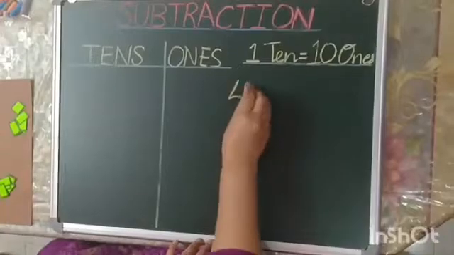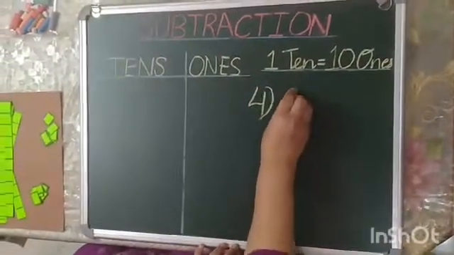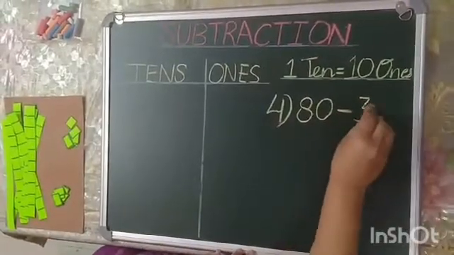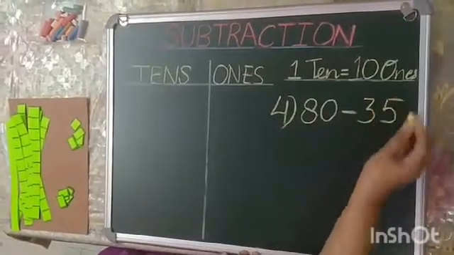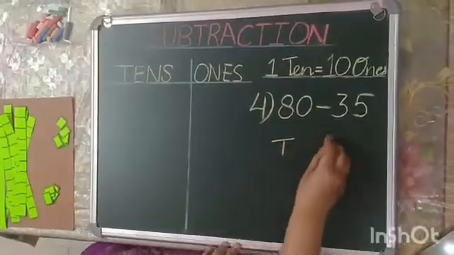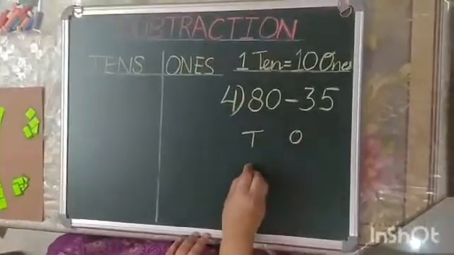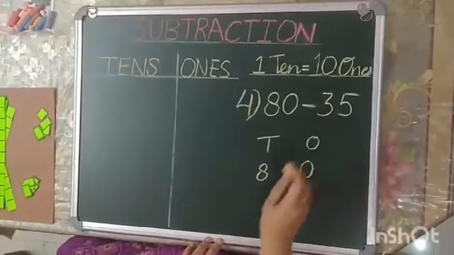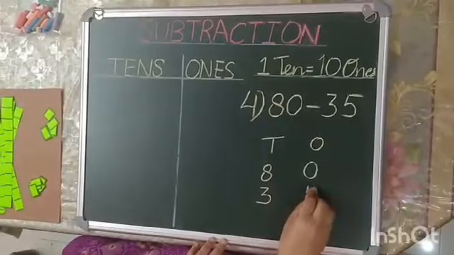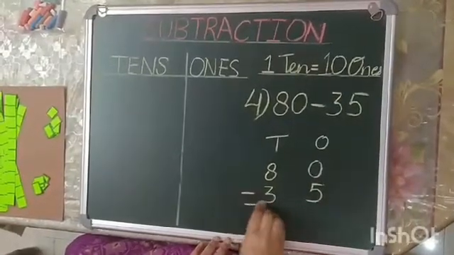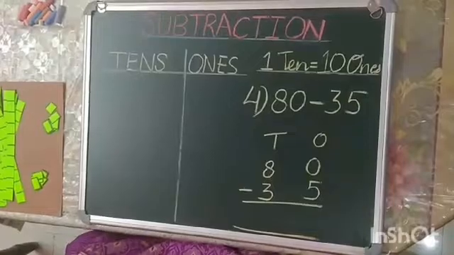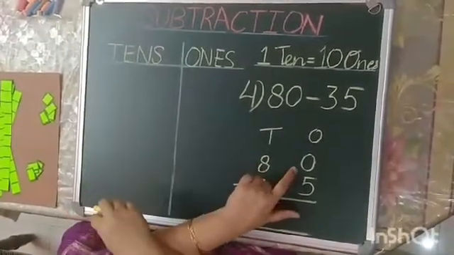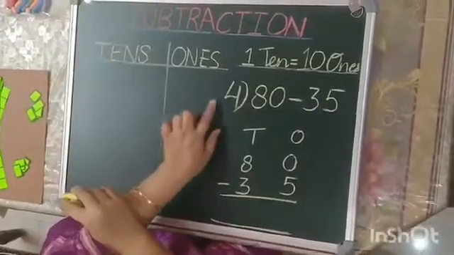Let's move on to another sum. 80 minus 35. Arranging them in groups, tens, ones. 8 tens, 0 ones. 3 tens, 5 ones. Subtract. Now children, let's show it here. In the ones column, how many ones? No ones. So there are no ones.